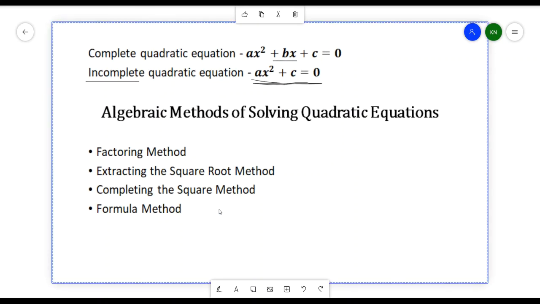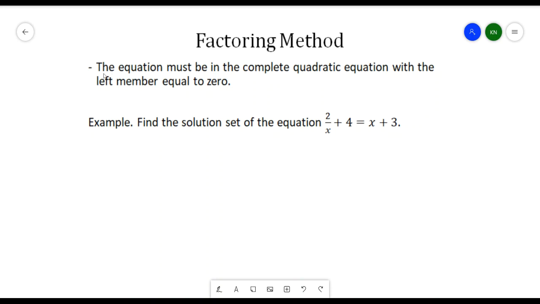So first, let's discuss the factoring method. In the factoring method, the equation must be a complete quadratic equation with the left member equal to 0. Here we have the example: find the solution set of the equation 2 over x plus 4 is equivalent to x plus 3. This is not a complete quadratic equation, right? Because it doesn't take the form ax squared plus bx plus c. So how can we solve this using the factoring method if it does not conform with the definition?